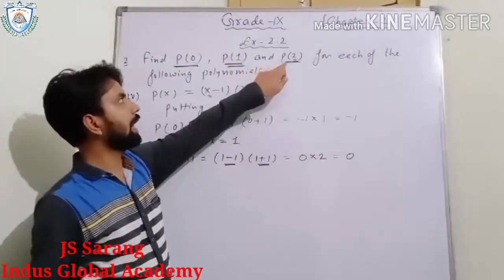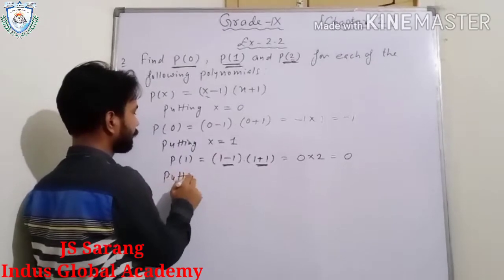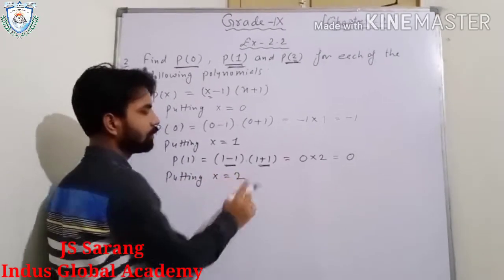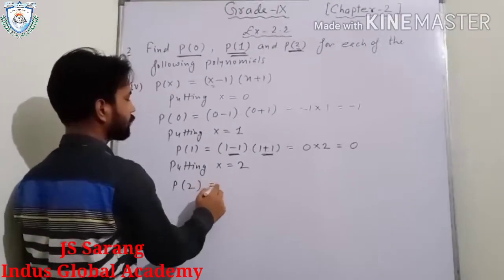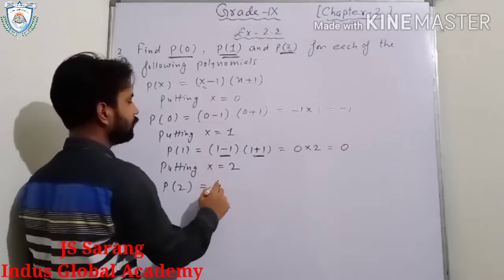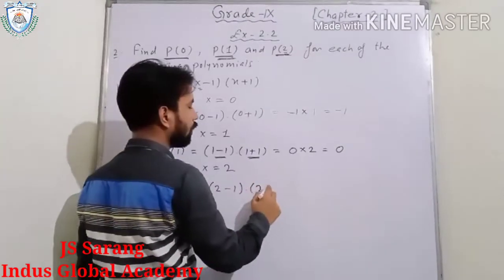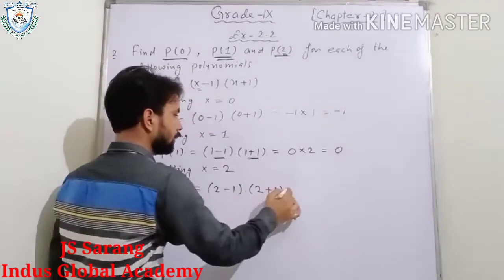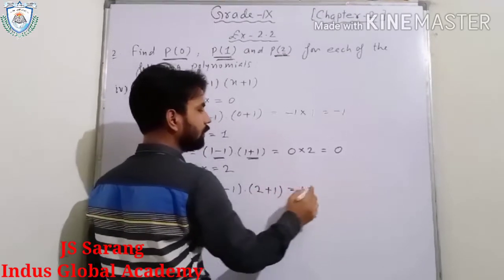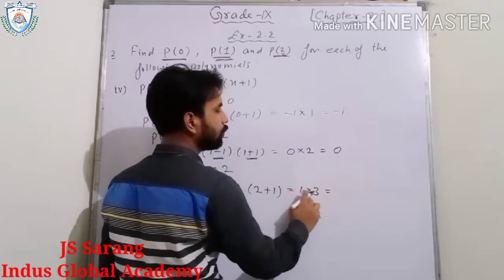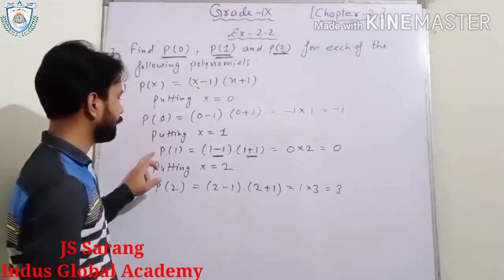Clear? Now third, we have to find the value of P2. So we have to put x equal to what? 2. So putting x equals to 2. So put here in place of x, that is 2. In first bracket x is 2 minus 1 into, in next bracket x is 2 plus 1. Clear? Now see, 2 minus 1, that is 1, into 2 plus 1, that is 3. So 1 into 3, we will get 3. So these are the values of P0, P1 and P2.